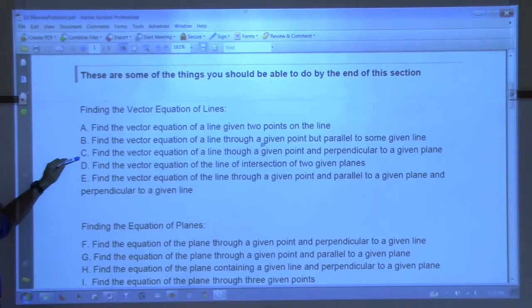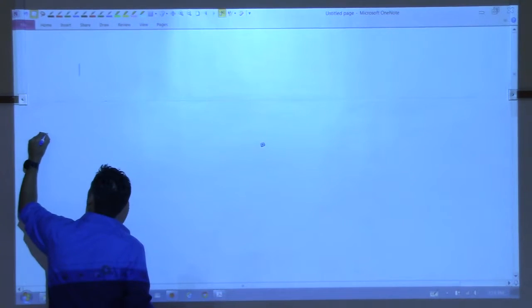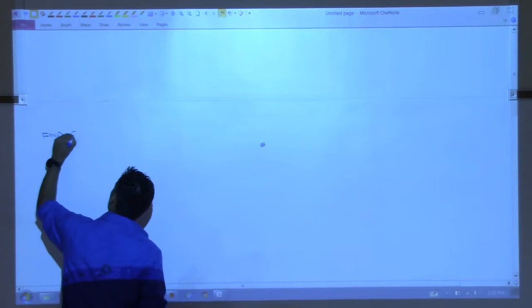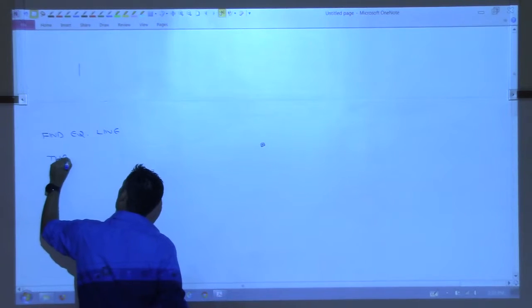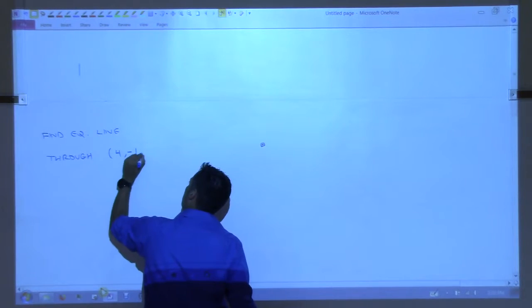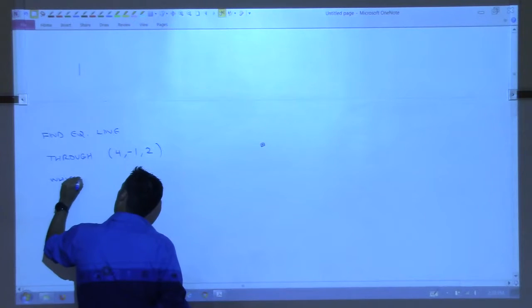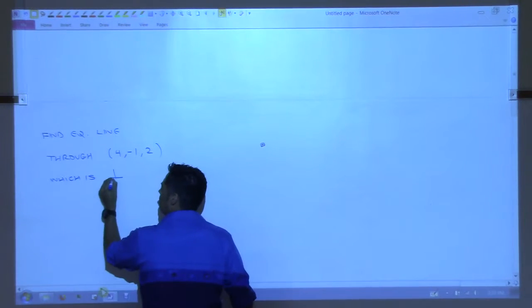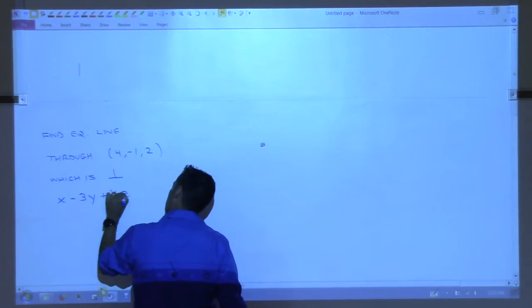Let's look at that. Let's say I ask you to find the vector equation of the line that goes through the point 4, -1, 2, which is perpendicular to x minus 3y plus 4z equals 1.